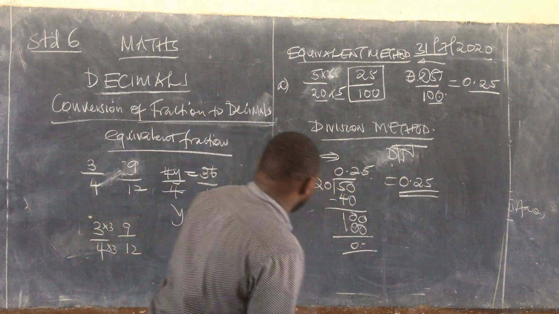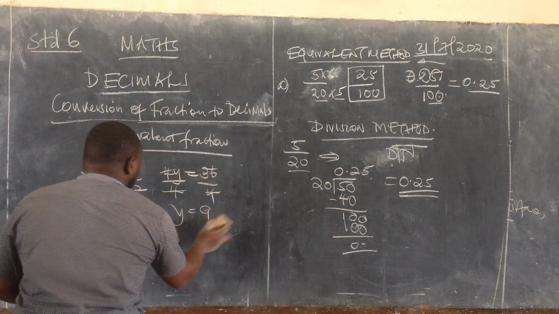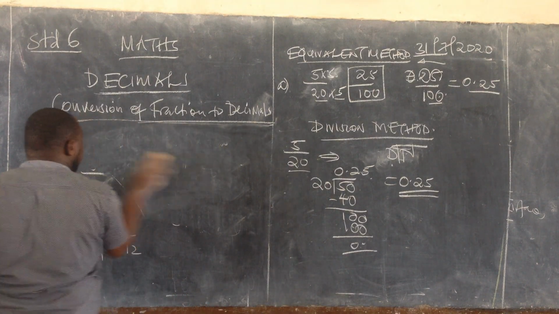Let's have another number. That is the number that we are doing. That is 3 over 8.